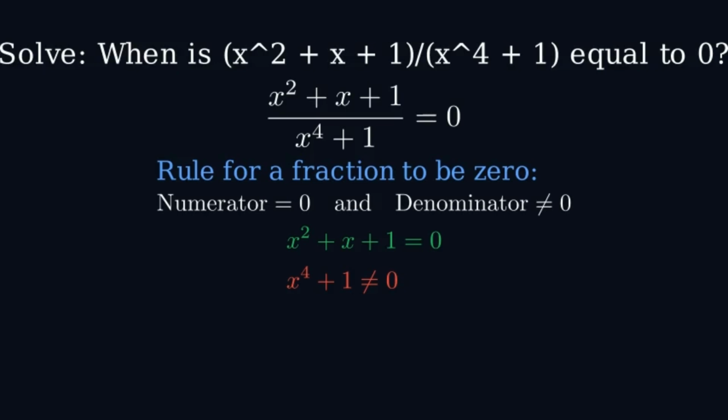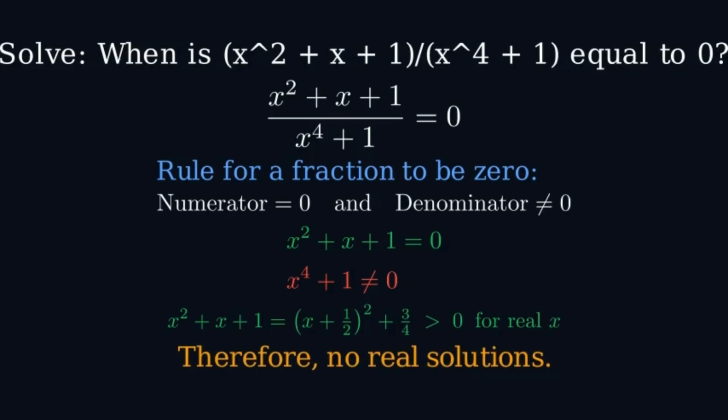Look at the numerator x squared plus x plus 1. Complete the square to see its minimum value. It becomes (x plus 1/2) squared plus 3/4, which is always at least 3/4, and therefore always positive for real x. Since the denominator x to the fourth plus 1 is always positive, the whole fraction is always positive and can never be 0 for any real x.